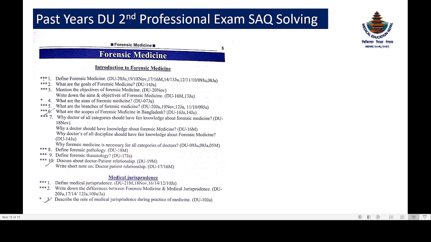Okay, now doctors of all categories. Yes, we have covered that. Forensic pathology, forensic thanatology. Yes, okay. So doctor-patient relationship: this is also one of the important questions, but it is not related to this item particularly. We will discuss this in another item. Okay. Now, medical jurisprudence definition, differences between. Okay, role of medical jurisprudence, its importance. Okay, so these are all the things. I hope you have understood it. Thank you so much.